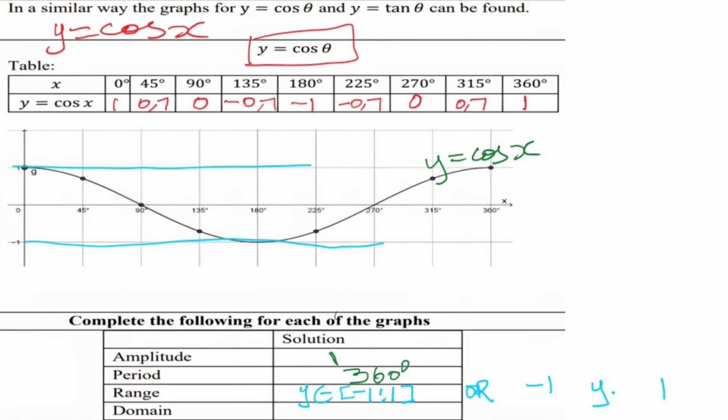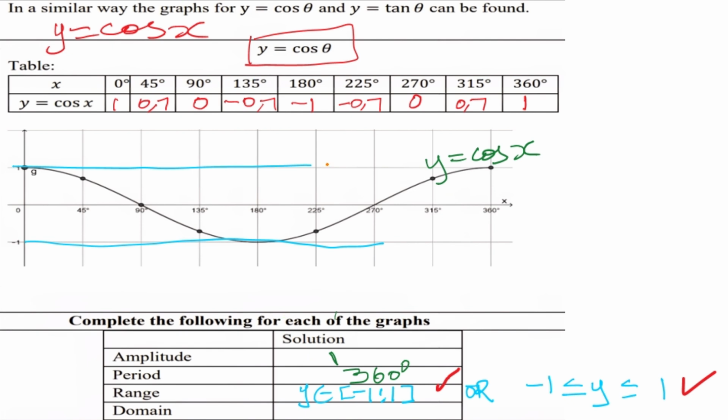Range is the value of y, right? So then you say negative 1 is less than or equal to y, less than or equal to 1. This is the same thing. When you answer like this, you get full marks. So you can answer like this or you can answer like that. It's the same thing.